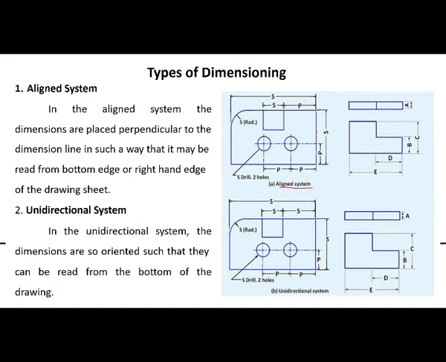See this one, B. This is a vertical line, and according to this vertical line, B is given. According to this line, C is given like this. But here, according to vertical, A is given like this. So this is the difference between the aligned system and the unidirectional system. In unidirectional, this C, B, A, D or E, even in horizontal lines or vertical lines, all symbols are unidirectional, meaning the same direction. But in aligned, it is not unidirectional; it is aligned to the main line. So these are the types of dimensioning.